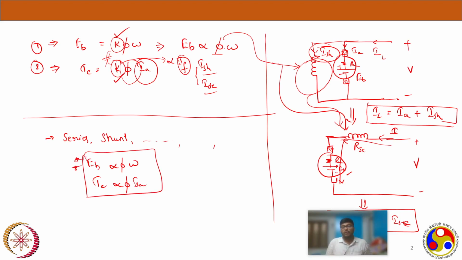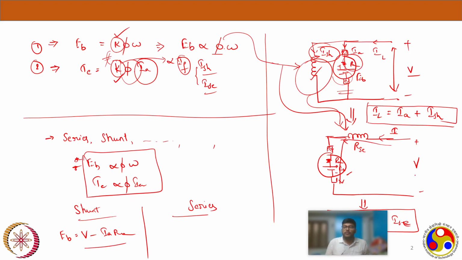Now, if it is a shunt motor, we know EB equals V minus IA RA. Because this is a shunt motor, V appears across the field winding as well as the armature winding. V is nothing but EB plus the drop across IA RA, so EB equals V minus IA RA.